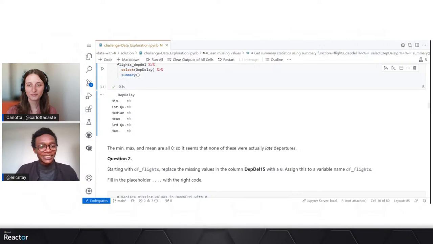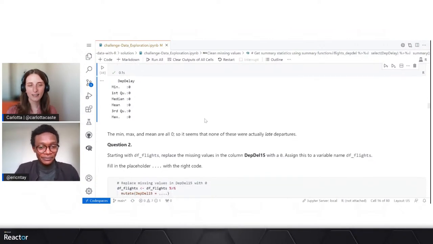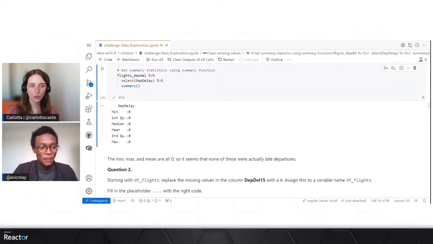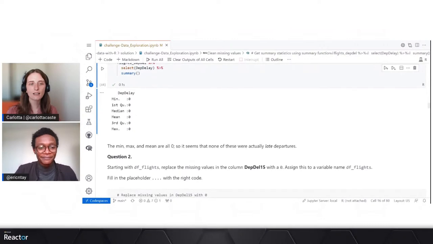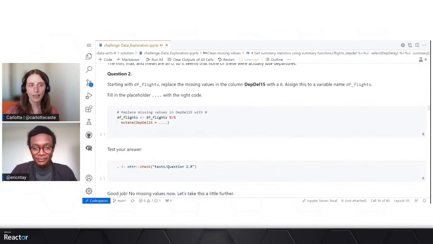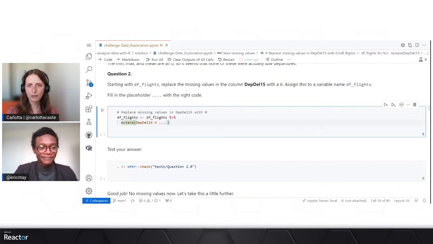What do you think we're going to do next? Yeah, so this result you just explained leads us to question two, because as we discovered that the missing values for dep_del_15 are actually zeros since the flights are not really late flights, question two asks us to impute the missing values by replacing them with zeros. But before going to the answer of question two, I see a new verb in this piece of code, Eric: mutate. You mentioned it before in the introductory decks, but can you explain more about what mutate does in R?